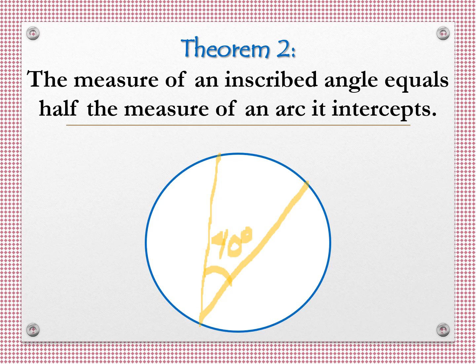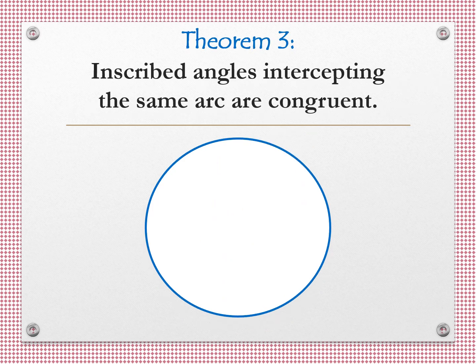Then if it is half of the arc it intercepts, this is the arc that it intercepts, then simply multiply 40 by 2 for us to get the measure of the intercepted arc. So this is the illustration and explanation of this theorem. Theorem number 3, inscribed angles intercepting the same arc are congruent.